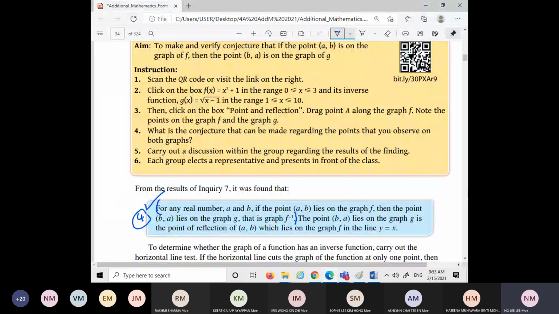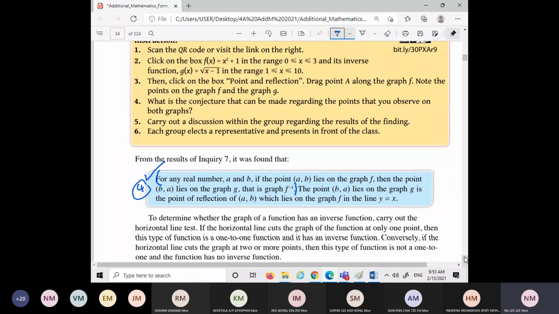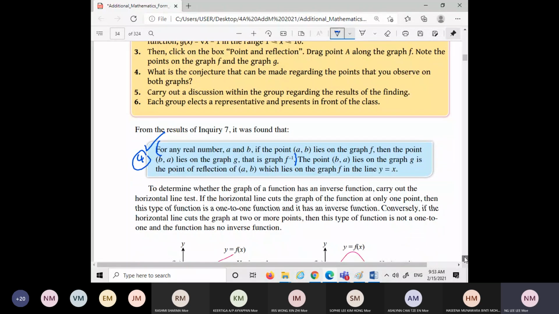One more thing. I have 7 more minutes. Maybe one more part. I cannot go through all, but one more part we go through. You still remember the vertical line test? Vertical line test.